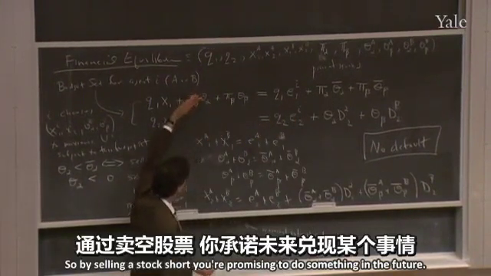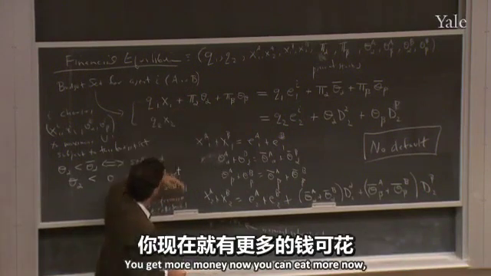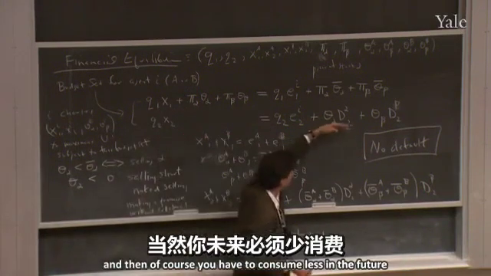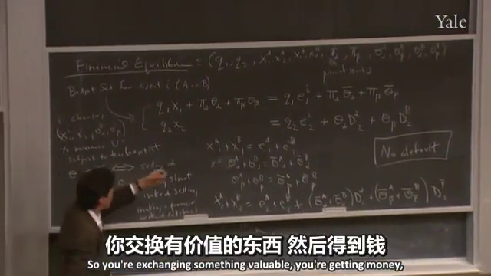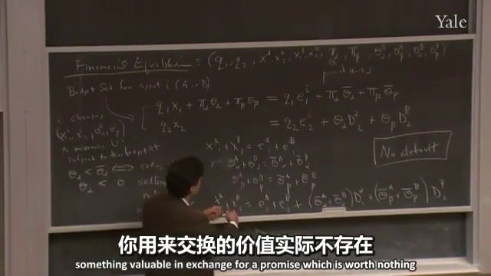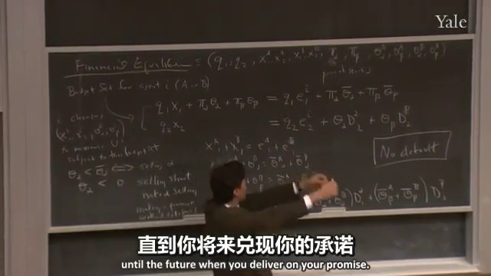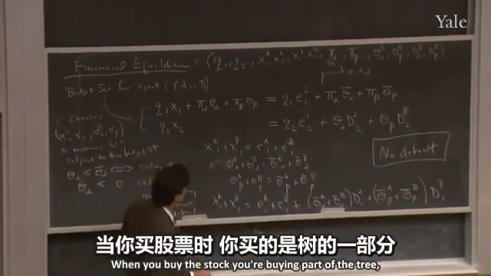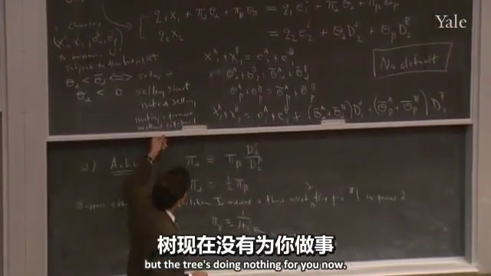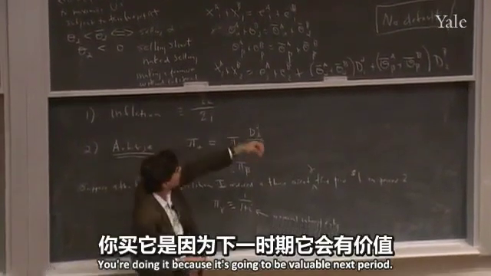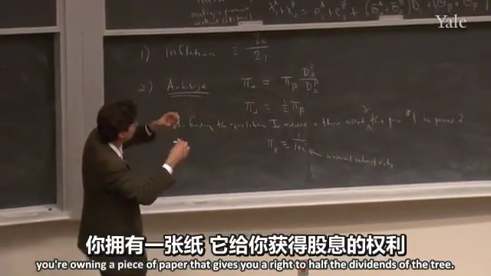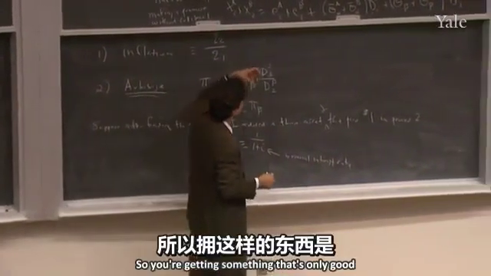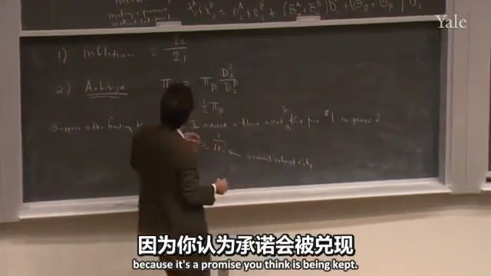So by selling a stock short, you're promising to do something in the future. You get more money now. You can eat more now. And then, of course, you have to consume less in the future because you have to pay back your promise. You're getting money, something valuable, in exchange for a promise, which is worth nothing until the future when you deliver on it. When you buy the stock, you're buying part of the tree, but the tree is doing nothing for you now. You're doing it because it's going to be valuable next period. You're not physically owning the tree. You're owning a piece of paper that gives you a right to half the dividends of the tree. So you're getting something that's only good because it's a promise you think is being kept.